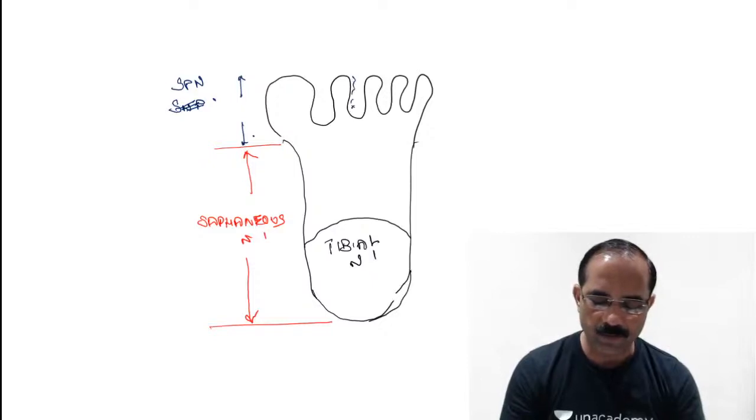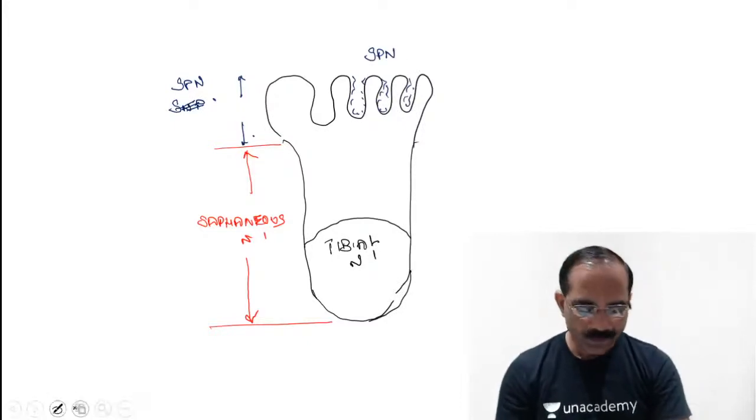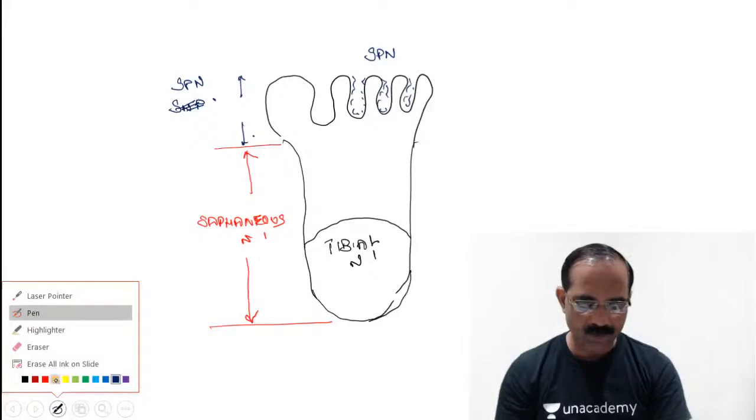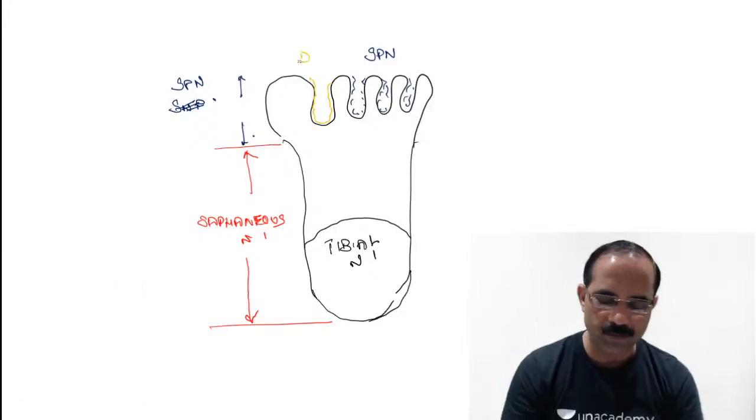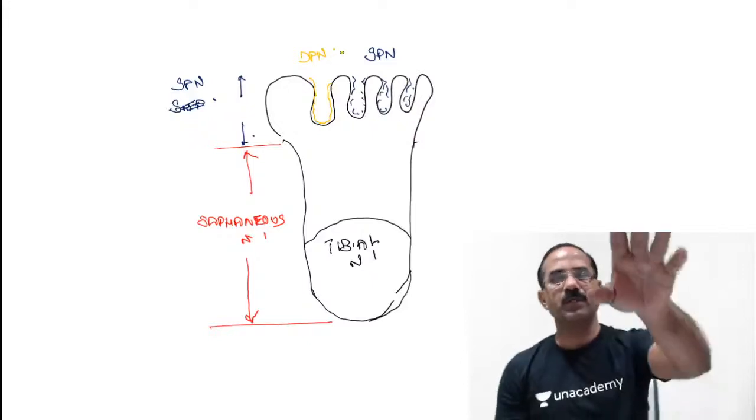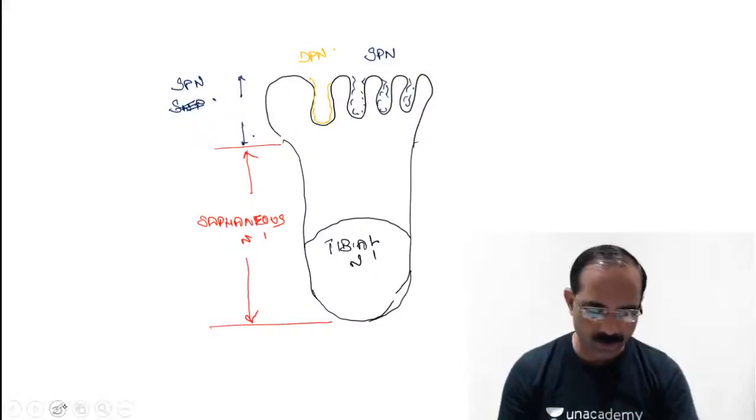Superficial peroneal. All the web spaces, students, all the web spaces are supplied by whom? All the web spaces are supplied by the superficial peroneal nerve. The first web space where we put our slippers, this one, this is supplied by whom? The deep peroneal nerve. Remember, the first web space is supplied by the deep peroneal nerve.